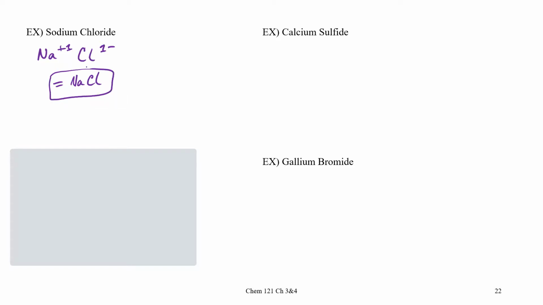So let's look at calcium sulfide. For calcium, if we look at the periodic table, we have calcium as a 2A, 2+, and our sulfide would be S 2-. Since they're the same ratio and the same ion, we don't have to do any crossing, so our chemical formula would be CaS.